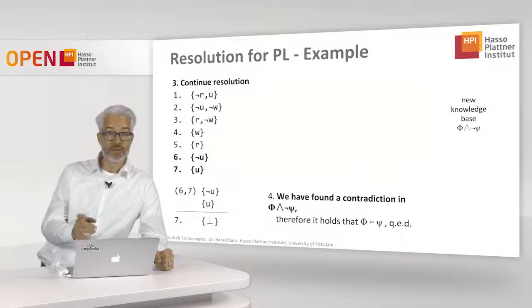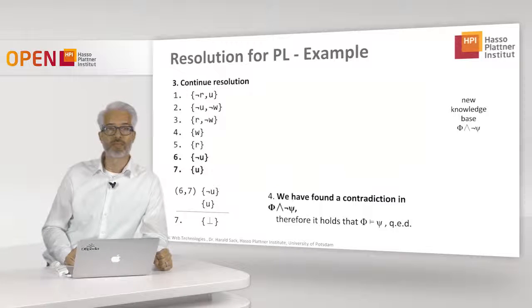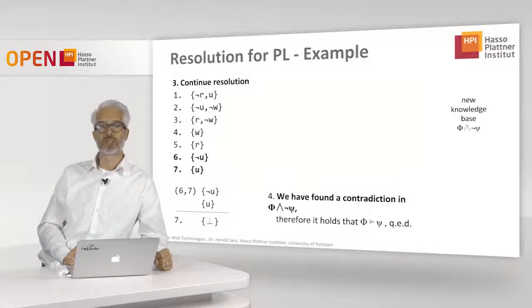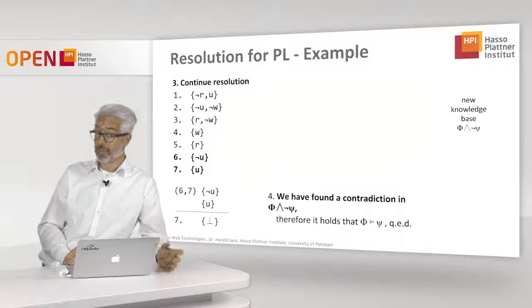And then if we add U simply to the knowledge base, we see here number 6 and number 7 is U and not U, so 2 atomic expressions, and we have found a contradiction because this resolves to an empty clause. Therefore, our original assumption holds. It means Jane doesn't get wet. So this was quite easy, wasn't it?